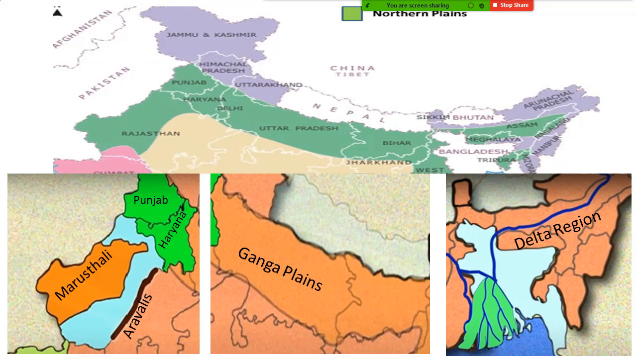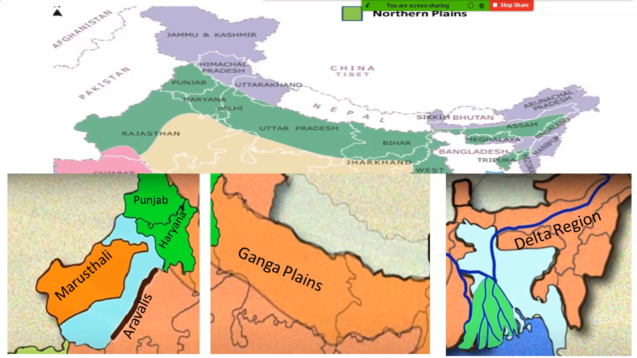The plains to the west of the Aravalli Mountains has become a desert because it lies on the leeward side of the Aravalli Mountains, forming a rain shadow region. This desert region is called the Marusthali. To the north of the Marusthali lies the plains of the Punjab and Haryana.